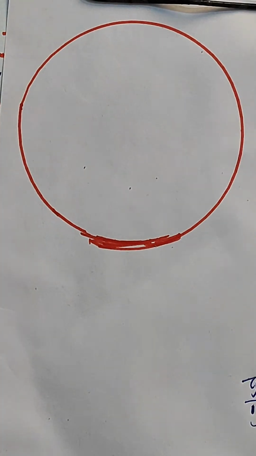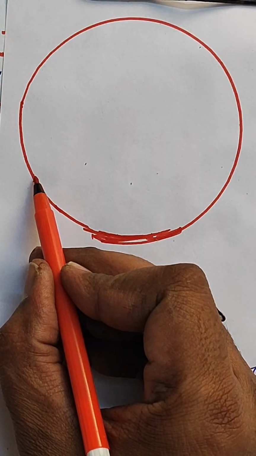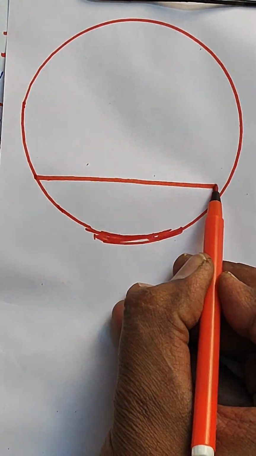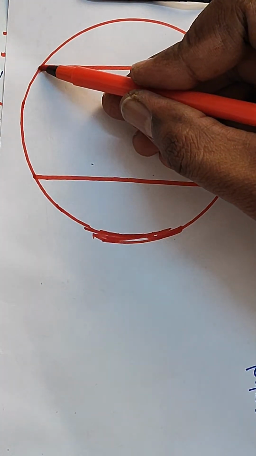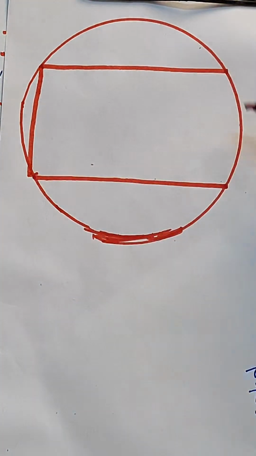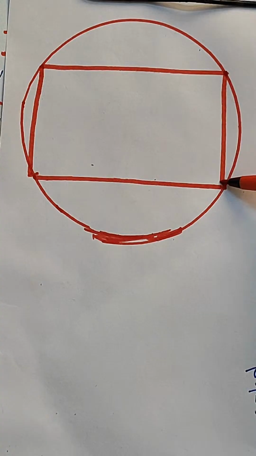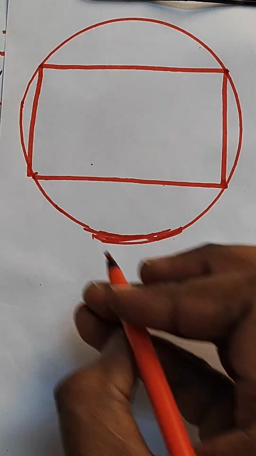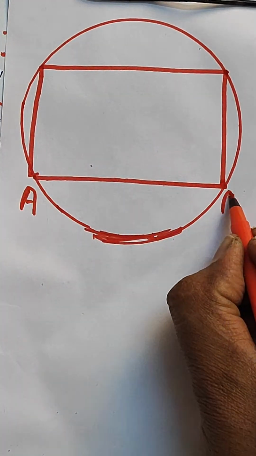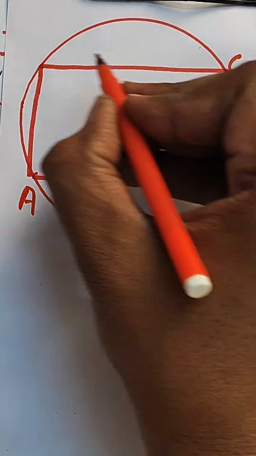So today we have taken one question where we need to find the shaded area. This is the question in front of you, where this circle has a rectangle inside it, and the rectangle is like this. So this rectangle is A, B, C, D. This is A, this is B, this is C, and this is D.